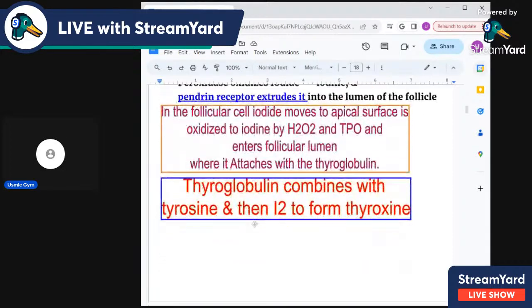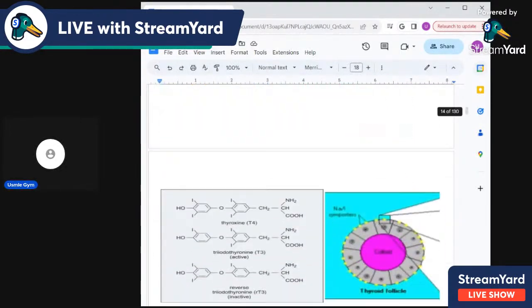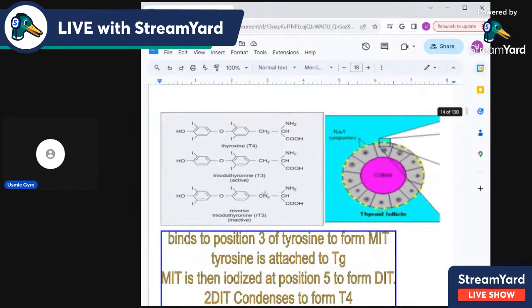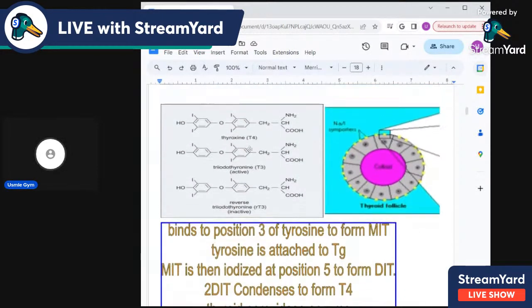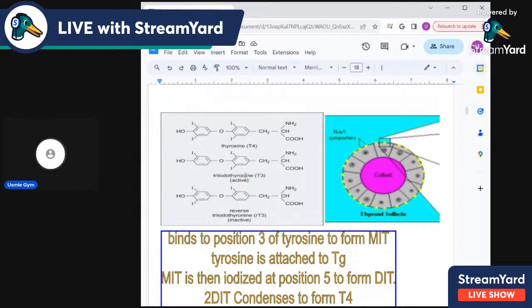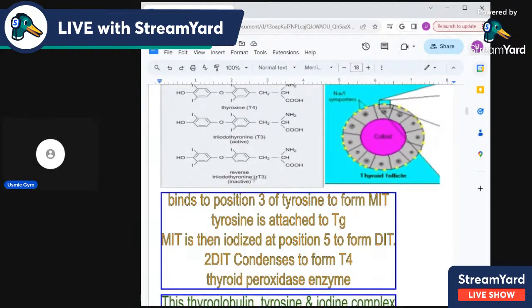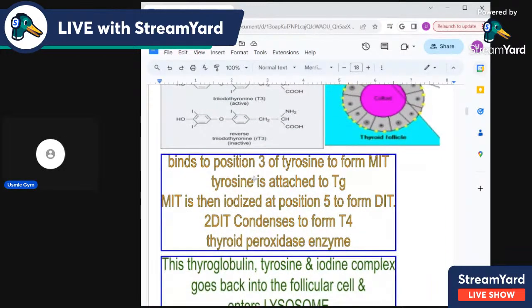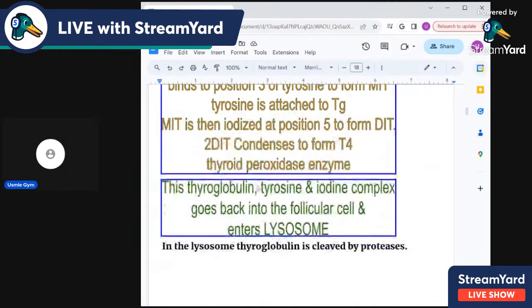So thyroglobulin combines with tyrosine to form... This is the structure of T3 and T4. This is T3 in the middle here. Monoiodotyrosine at the 3 position, then 5 position, and 3. So T3 is 3, 5, 3. T3 is formed from MIT plus DIT, and T4 from DIT plus DIT.